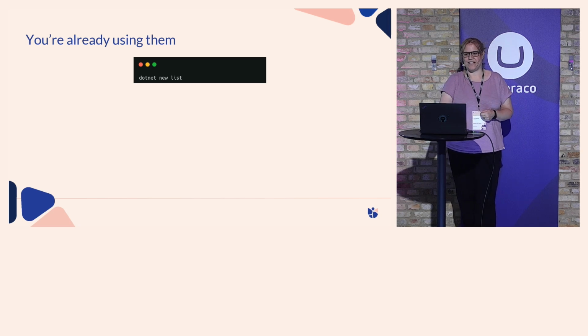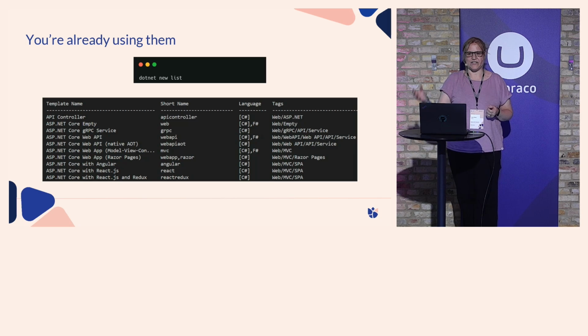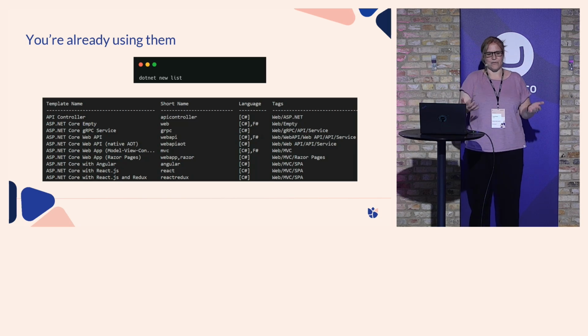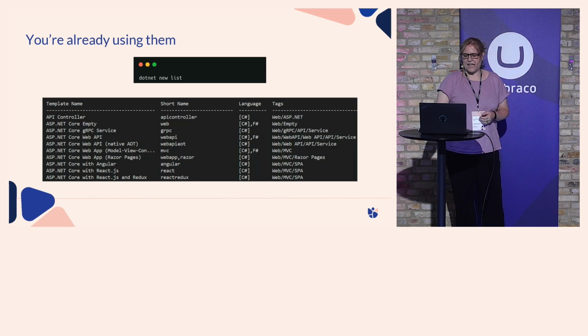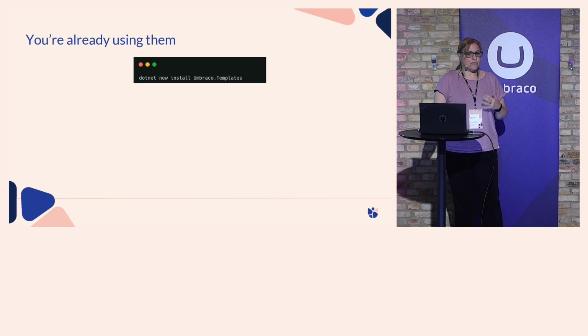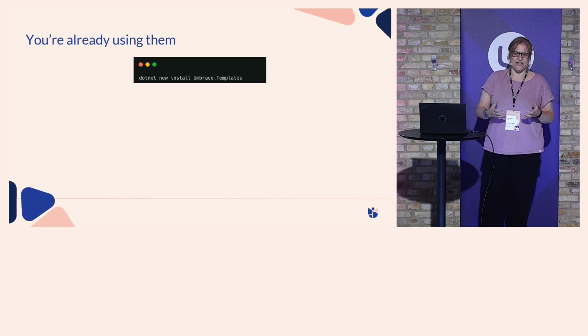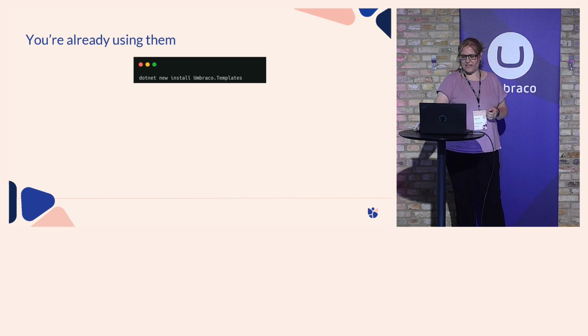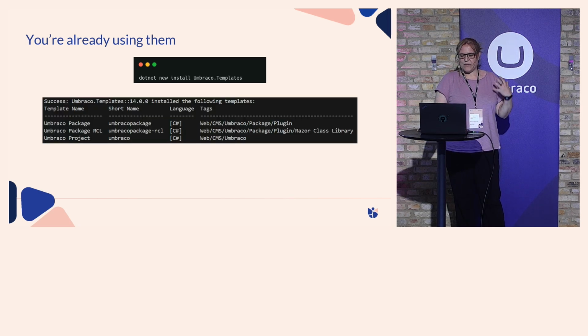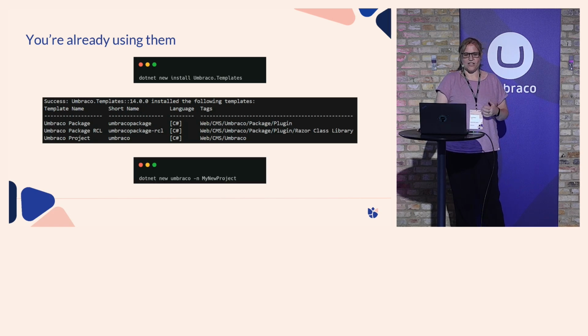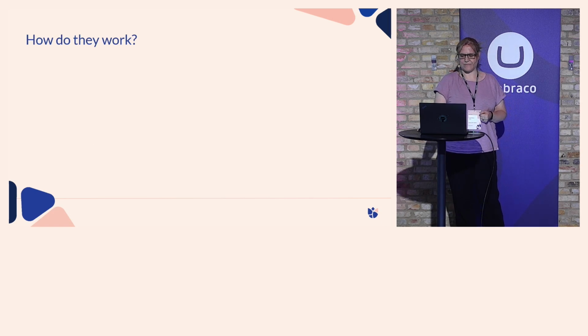If you do .NET new list on your computer, if you've installed the .NET SDK, you'll see all the ones that Microsoft have given us to create various different .NET websites. Hopefully you've installed Umbraco, in which case you've used .NET new templates, the template that Umbraco have given us. So you do .NET new install Umbraco templates, and when you do that, it tells you that it's installed 3 different templates, and then you can do .NET new Umbraco. So that's how you're creating Umbraco how Umbraco want you to build Umbraco sites.